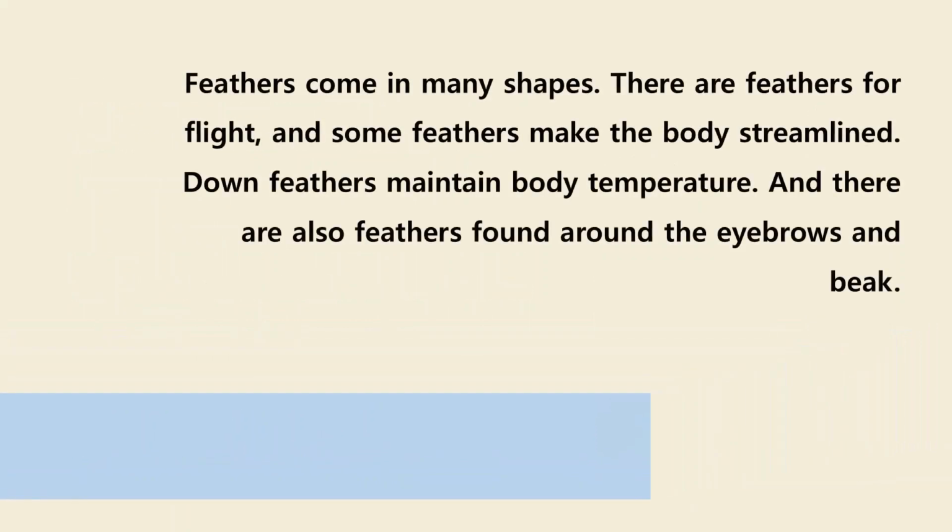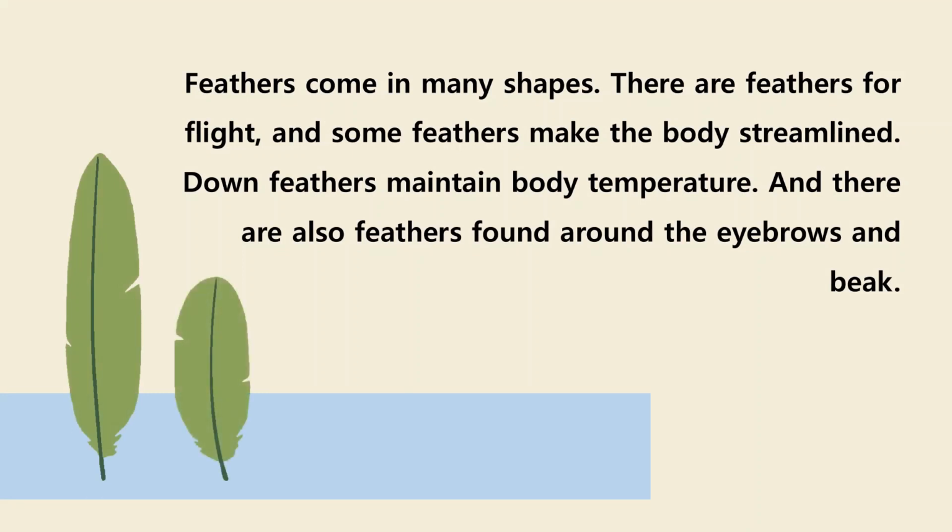Feathers come in many shapes. There are feathers for flight, and some feathers make the body streamlined. Down feathers maintain body temperature. And there are also feathers found around the eyebrows and beak.